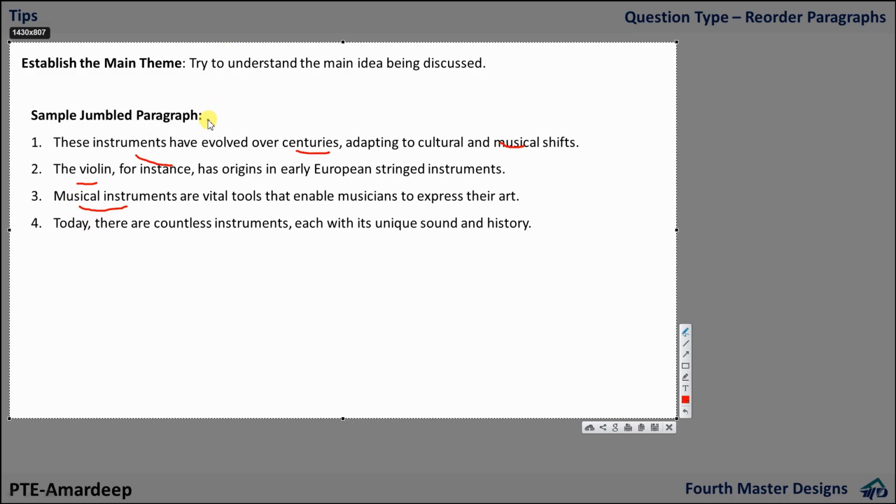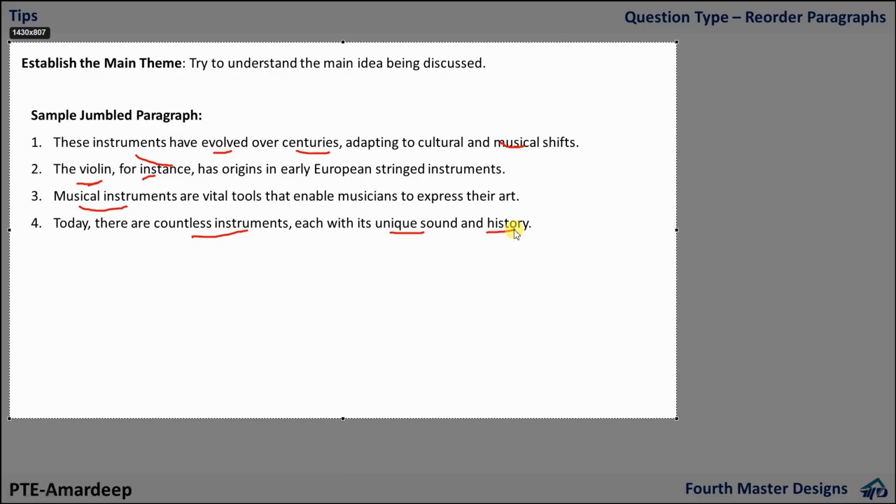Music. Now, what is the first sentence? The first sentence talks about the evolution of music. The second sentence gives some specific example, the violin, for instance. So one particular example. The third one gives a broader definition of music or musical instruments. And the fourth sentence elaborates the diversity and history of musical instruments, countless instruments, unique sound, history.